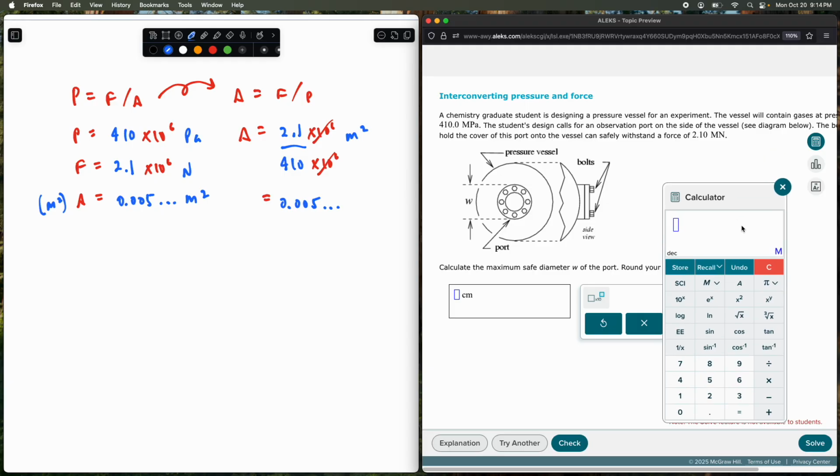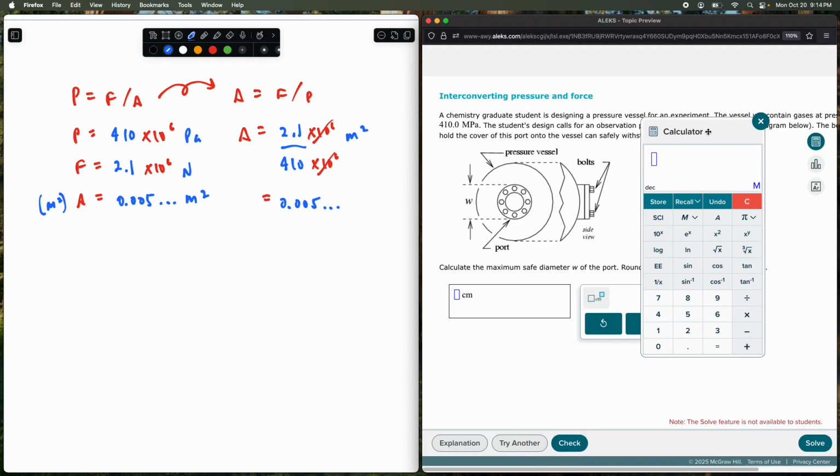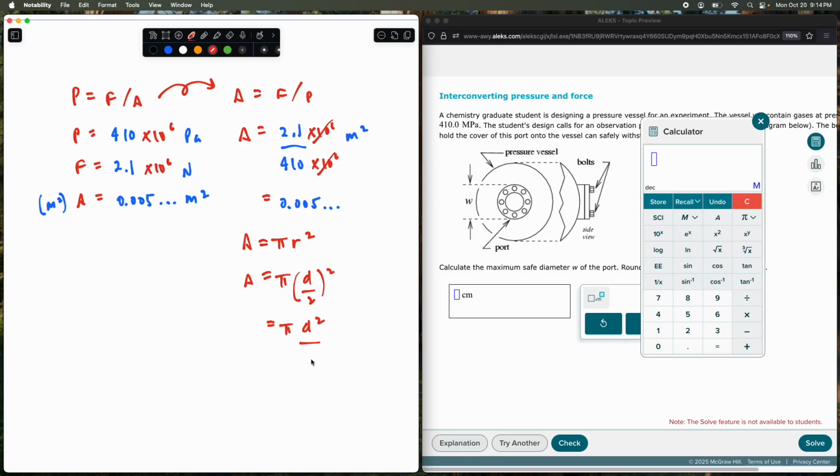And I actually wasn't asked for area. I was asked for diameter. Oh, no big deal. I know that the area of a circle, because it's a circular port, is equal to pi r squared, which is the same thing. If I want the width, which is the diameter, I'm just going to say d over 2 squared is my area. And I'm being asked for diameter. So I'm going to go ahead and simplify this a little bit. That's d squared over 2 squared, which is 4, right? And so d is going to equal the square root of 4A over pi.